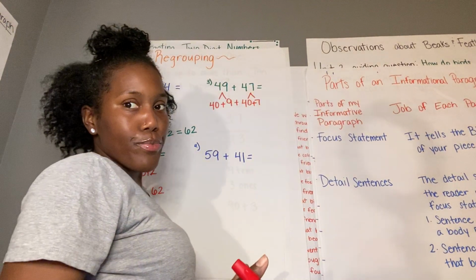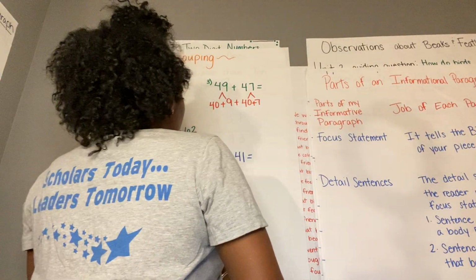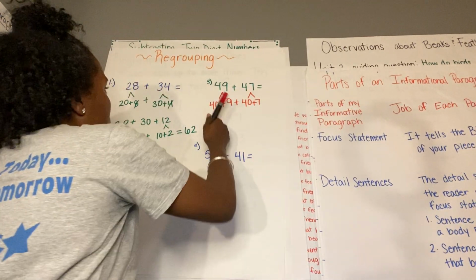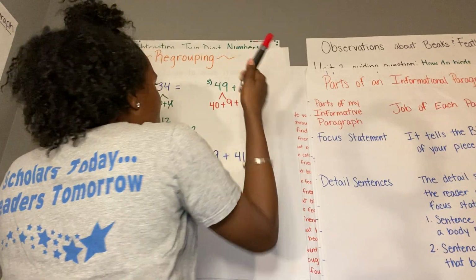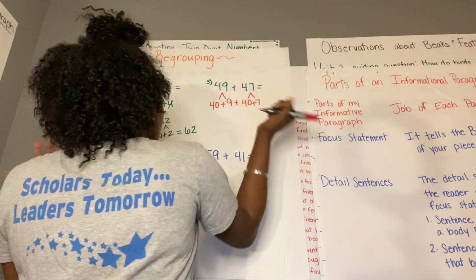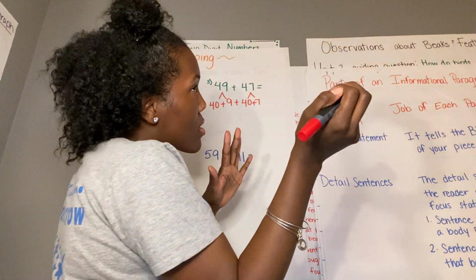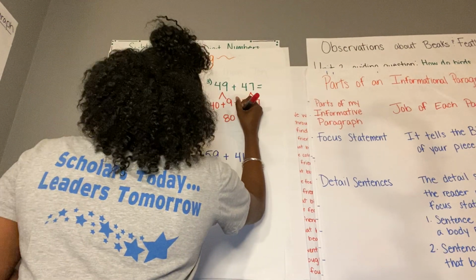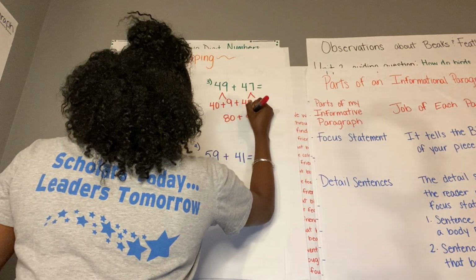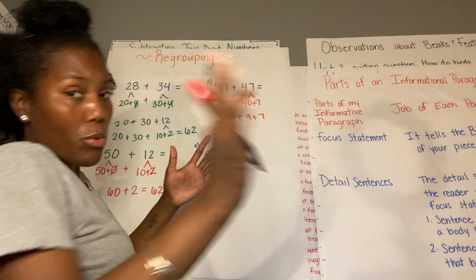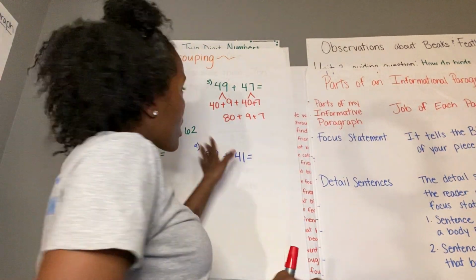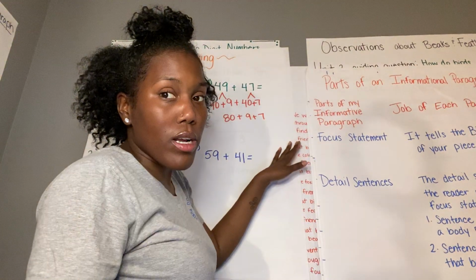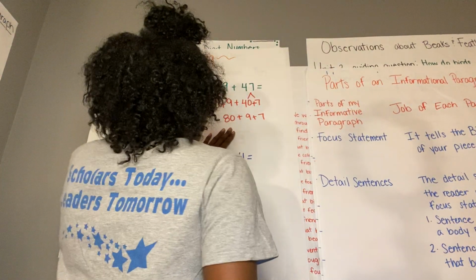So now, I can go and just say, oh, 40 plus 40, that equals 4 plus 4. Right, it equals 80. But then I'll have 80 plus 9 plus 7. And that's okay. It's okay. Either way you add these numbers together, it should still come to the correct answer.